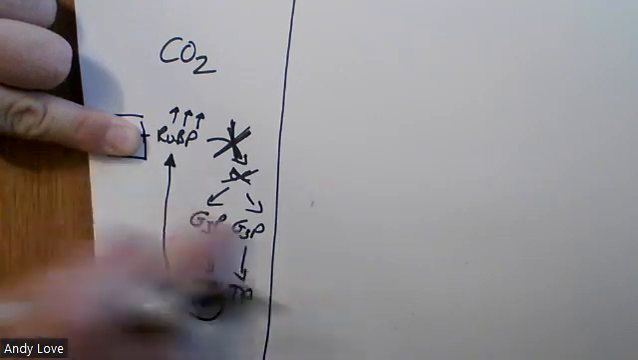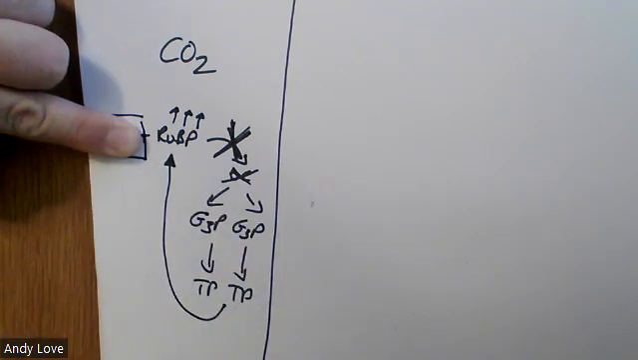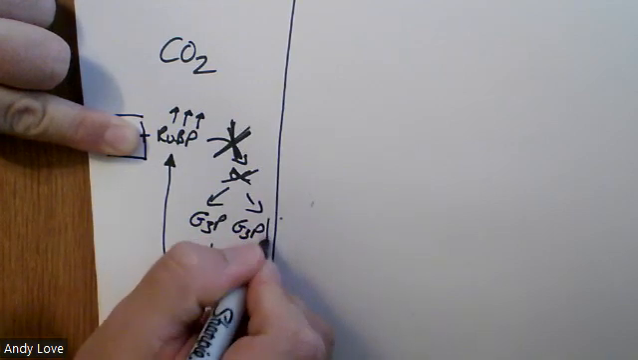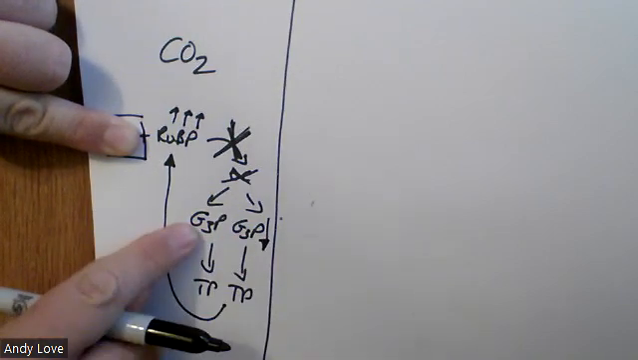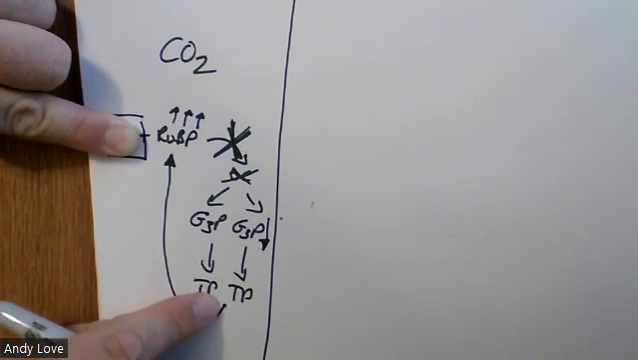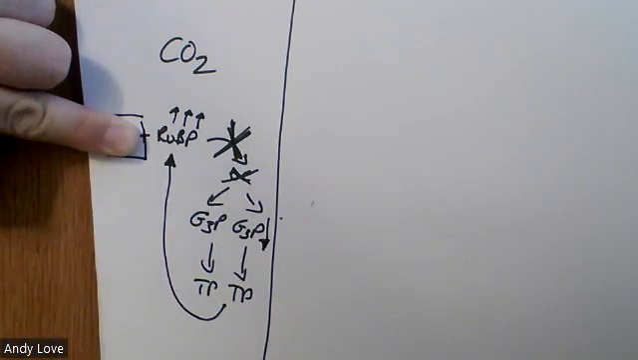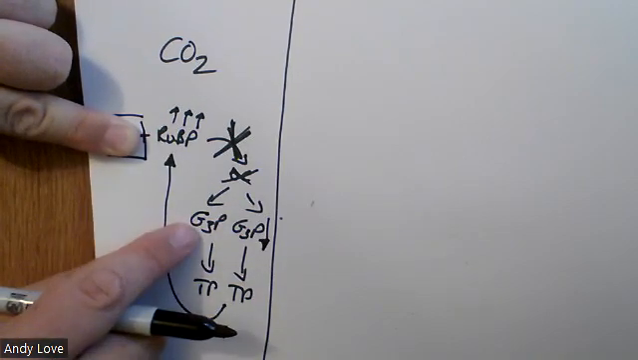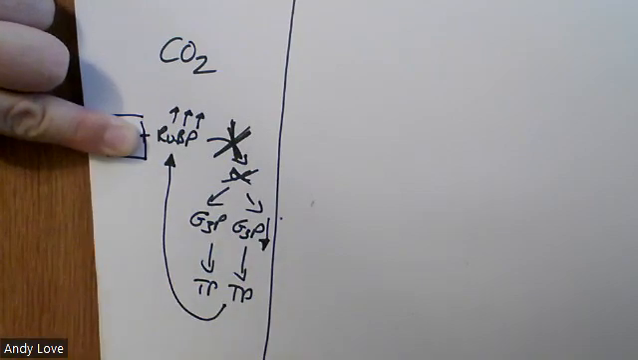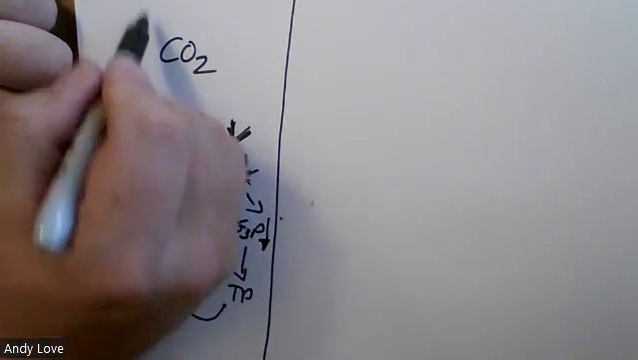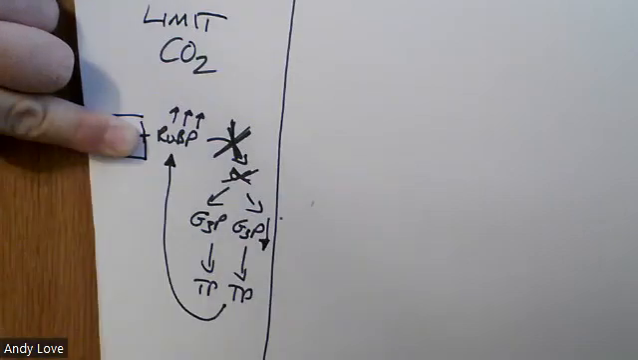But what's going to happen to your levels of G3P if your CO2 is gone? Well, their levels are going to go down because any G3P is turned into TP, which is turned into RUBP. So G3P goes down, RUBP goes up. That's if we limit carbon dioxide.